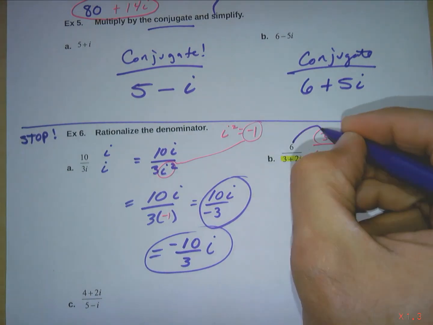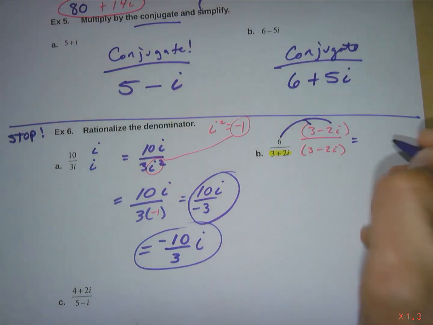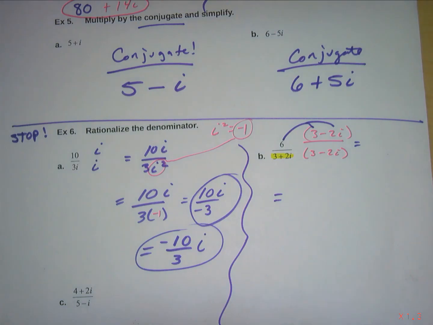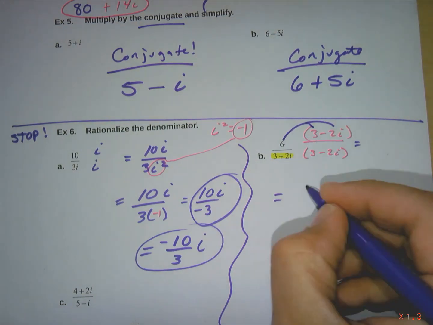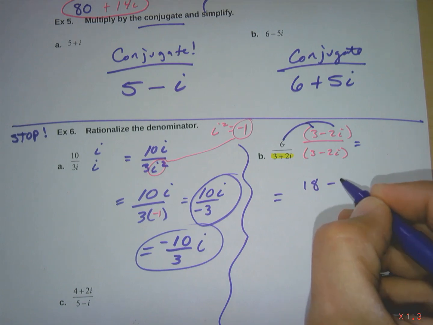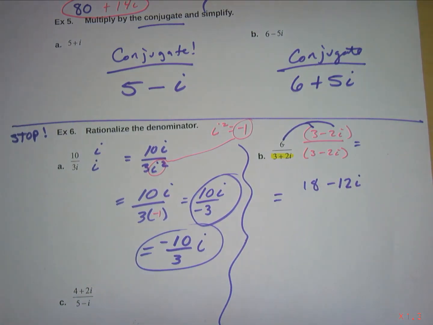We're going to go ahead and distribute the top. I'm going to write this down here so I have more room. So 6 times 3 we know is 18. And 6 times negative 2i is negative 12i. You guys okay with that? So far, so good?